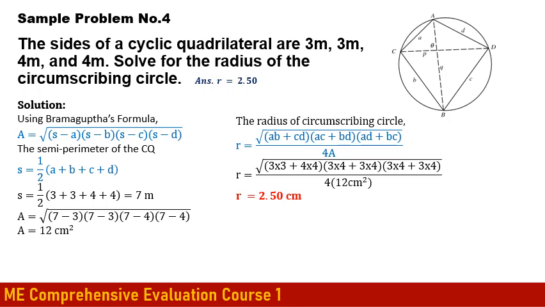So this is how we can use Brahmagupta's formula and the relationship between the radius of the circumscribing circle and also the sides of the cyclic quadrilateral, as well as the area of the cyclic quadrilateral.